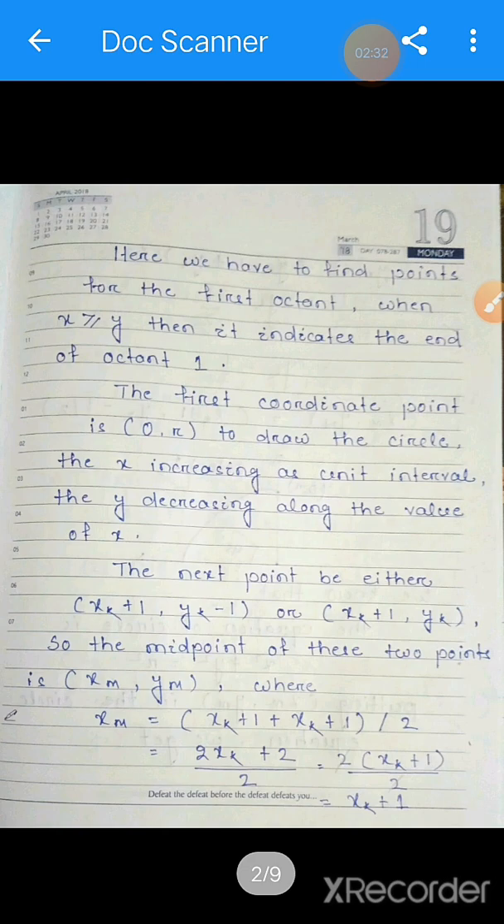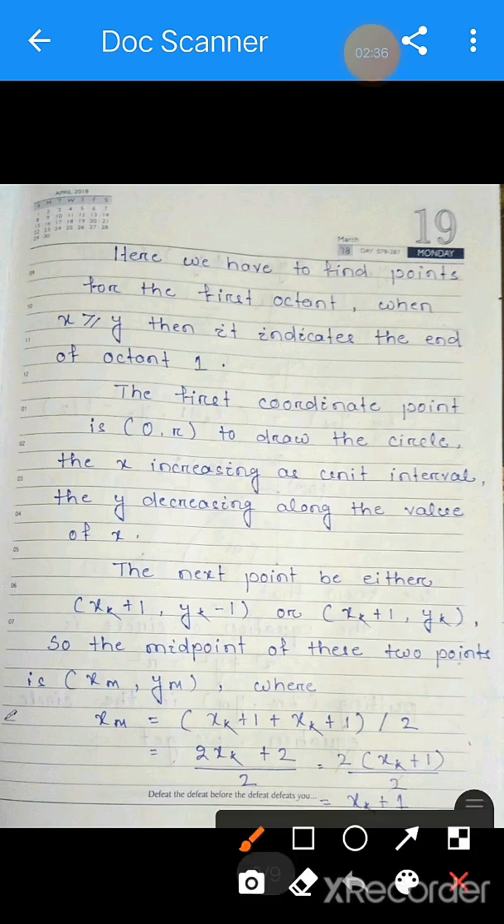The first coordinate point is (0, r), where r means radius. To draw the circle, x increases in unit intervals and y decreases along the value of x. The x-axis only increases and the y-axis decreases along the value of x. The next point is either (xk plus 1, yk minus 1) or (xk plus 1, yk).